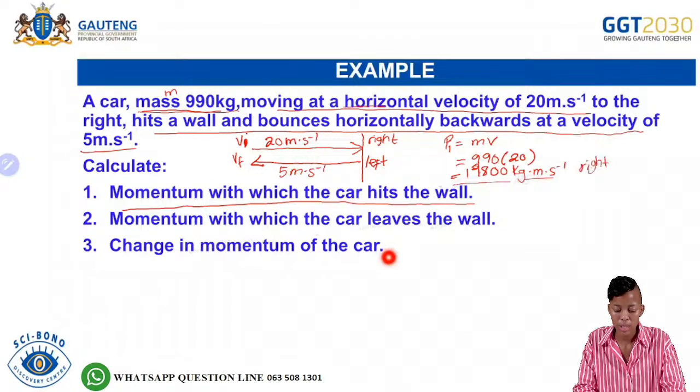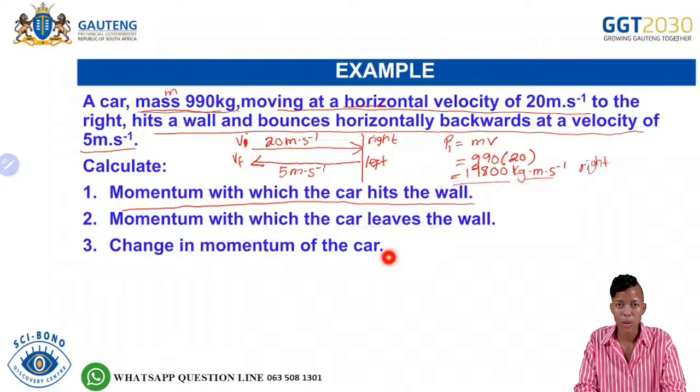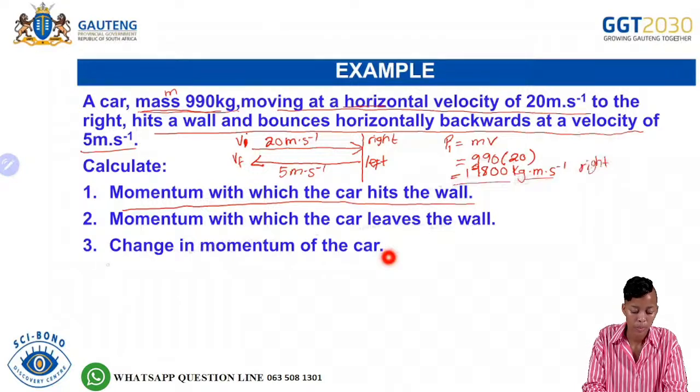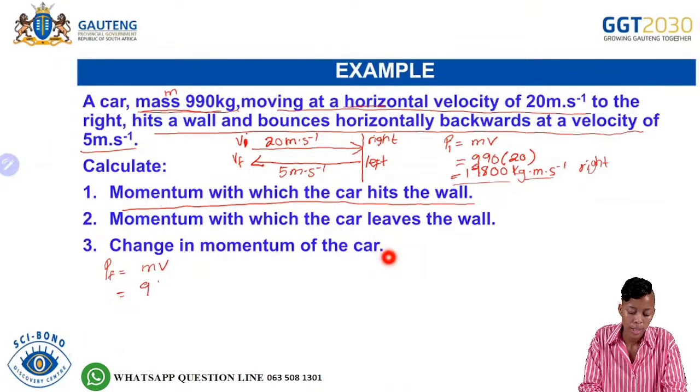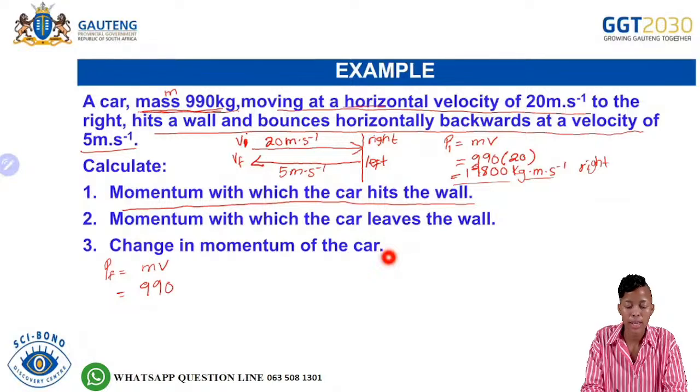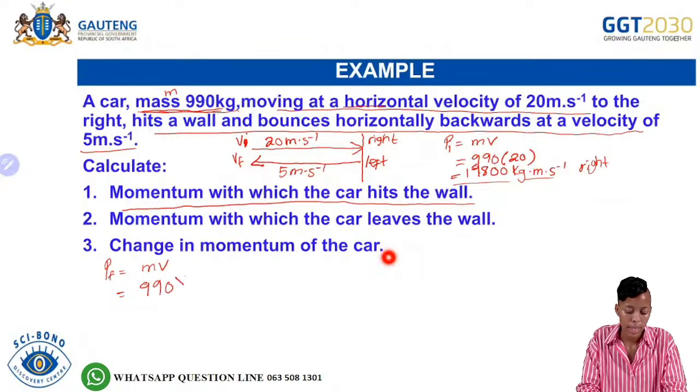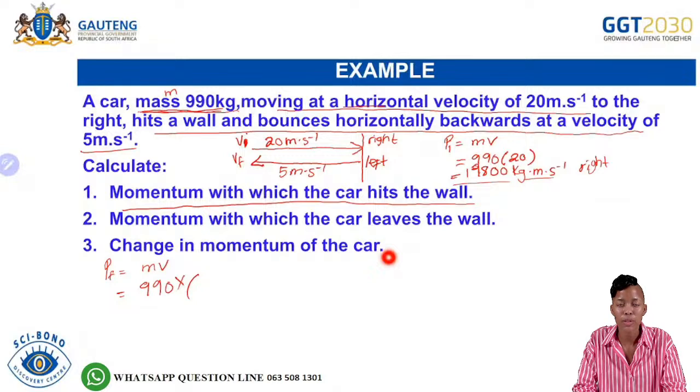Number 2, the momentum with which the car leaves the wall. That will be our final momentum. So it will be P final is equals to mv. We have already collected the data there. We said the mass is 990, from the statement. And then we have a velocity there of 5 meters per second, but this velocity is going in the opposite direction of the 20 there.